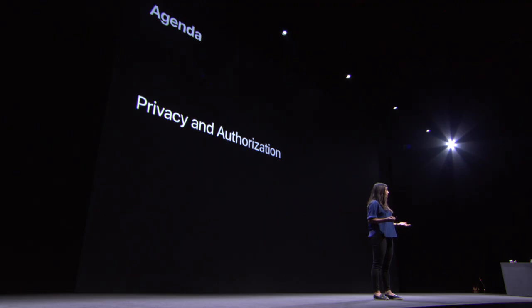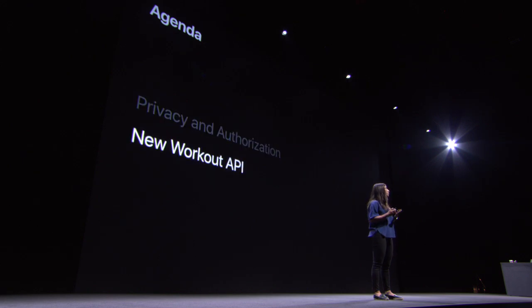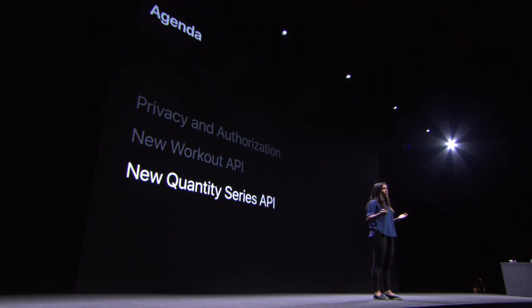And so we have a ton of exciting things to talk about today. But before we get started with any of that, we have to talk about something extremely important, and that is privacy and authorization. Because data is sensitive, especially health data, and it is so important to make sure that you have a comprehensive privacy story when working with your apps. Next, Kareem is going to share our brand new workout features, which have made it easier than ever before to develop a robust workout app. And lastly, I'm so excited to share our new Quantity Series API, which is a brand new way to both store and relate high-frequency data. So let's get started.